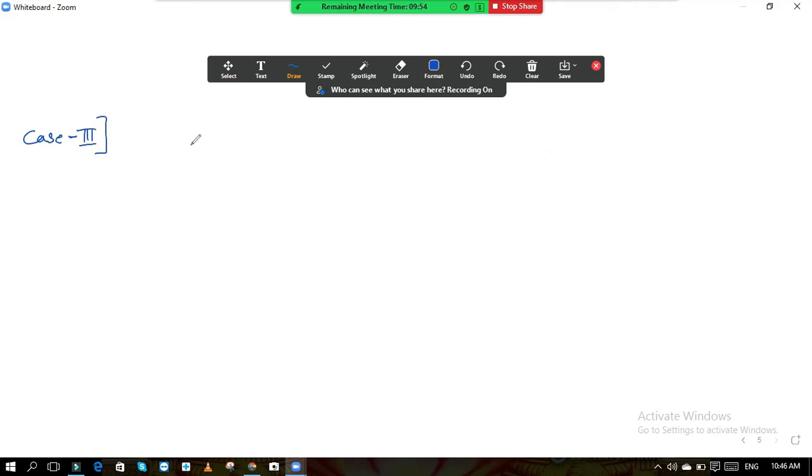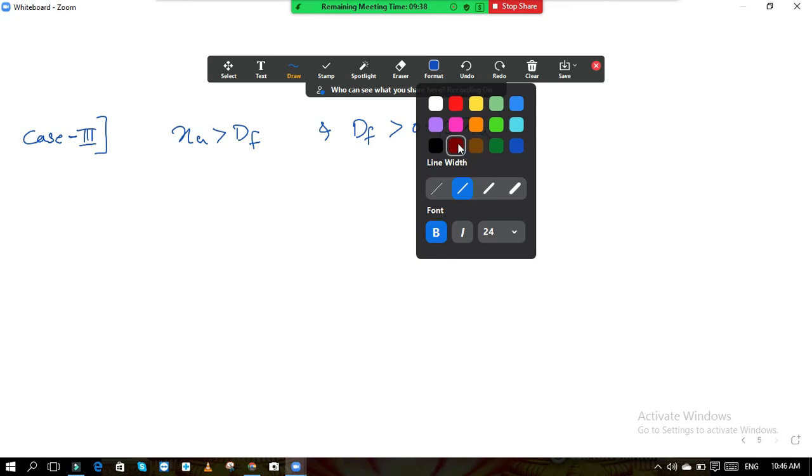So what does case number 3 say? Case number 3 says that your XU is greater than DF, and your DF is greater than 0.43 XU. The formula is same. I will give you one important note here.